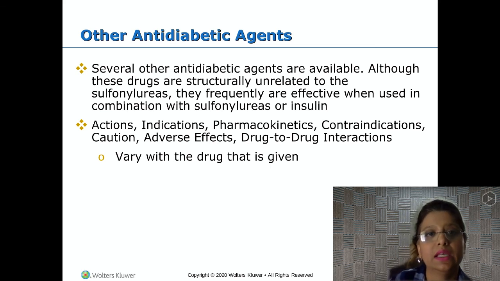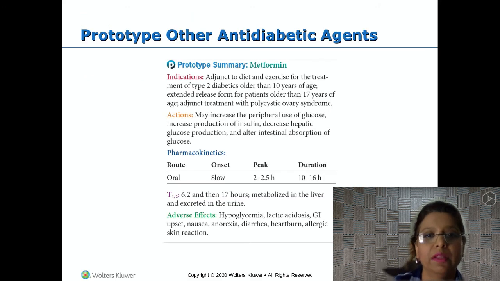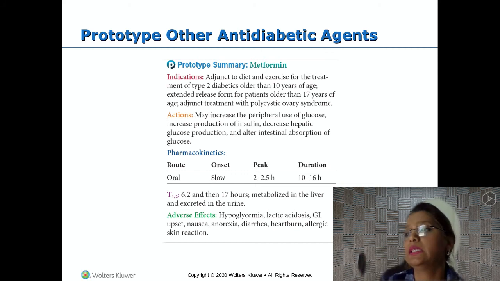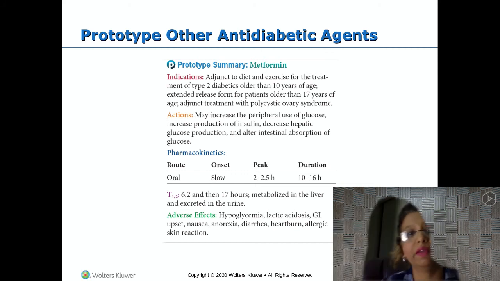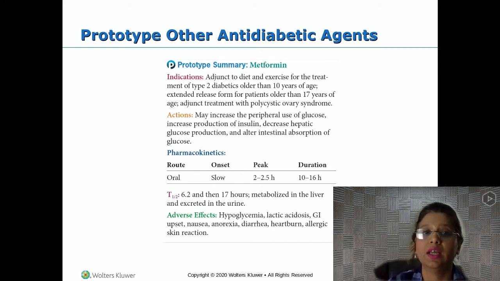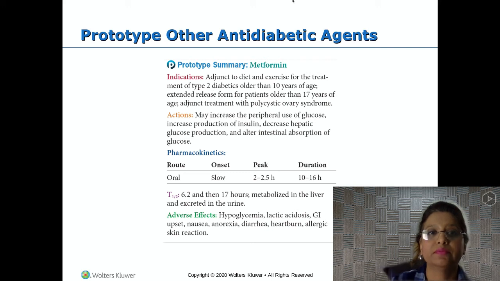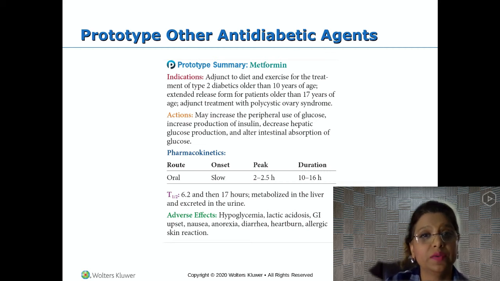All right. Okay. So other anti-diabetic agents, there are some other ones which are available. One is metformin. Metformin is a very commonly used medication. We want to make sure that the person does not have any kidney disorders when we give them metformin, because metformin could cause kidney damage.